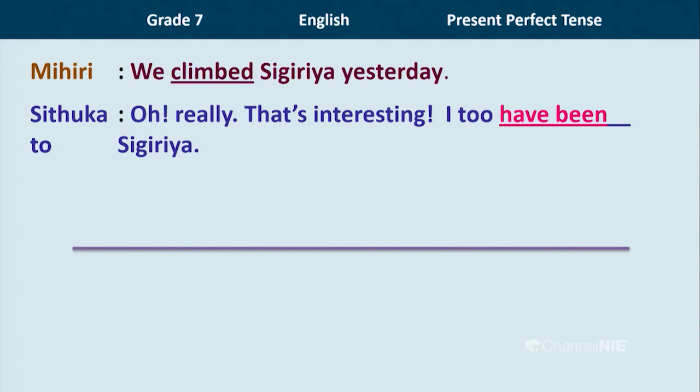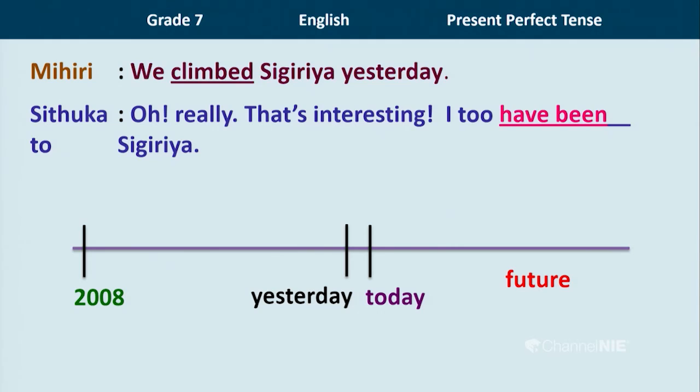Now imagine this line is time, right? The line which is going in the middle is today. Then we have yesterday, and 2008, maybe the year that you were born, right? Then the future. You can understand this line. Today is in the middle, yesterday and 2008 refer to the past, and on the other side you have the future.